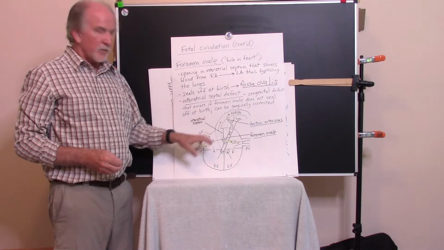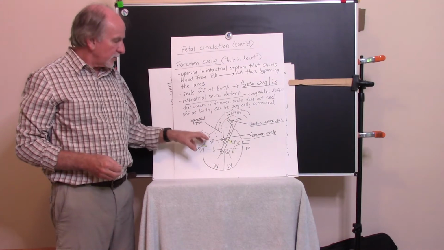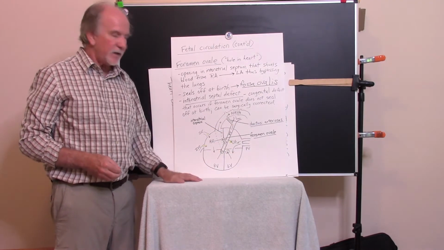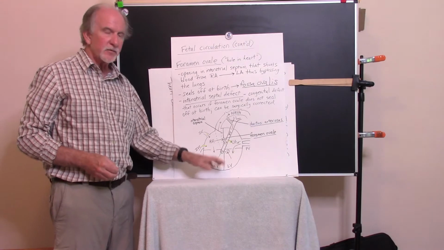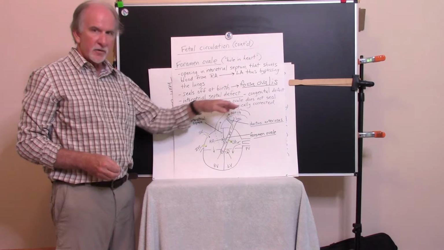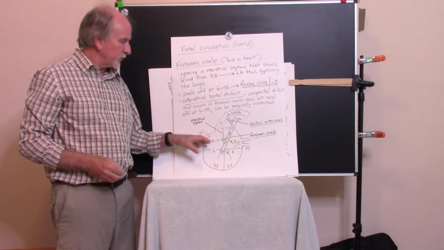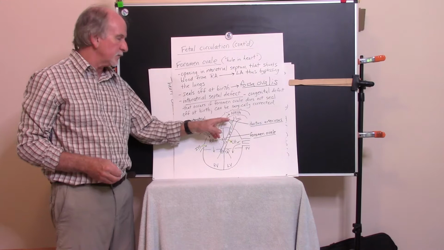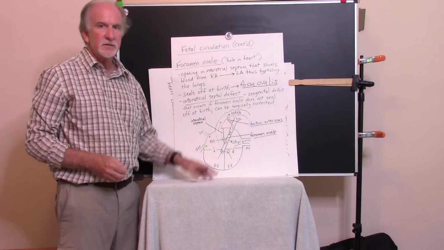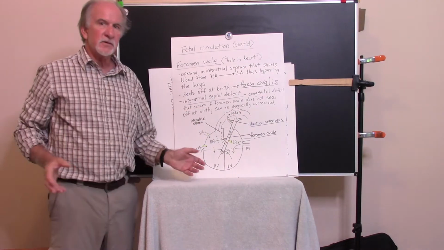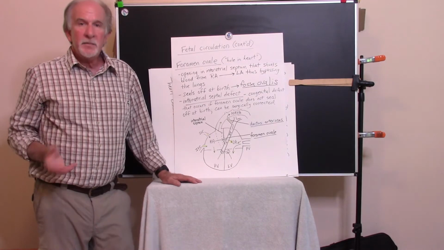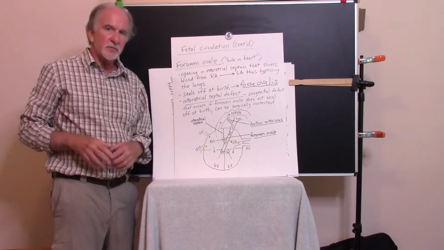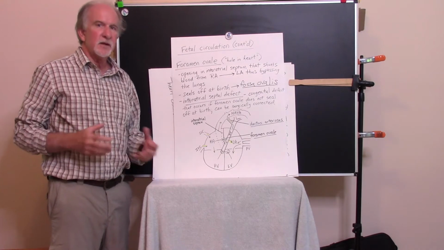So blood coming into the right atrium generally goes through this opening called the foramen ovale, directly into the left atrium to the left ventricle, and the left ventricle pumps that blood into the aorta. The blood that doesn't go through the foramen ovale goes down into the right ventricle and gets pumped into the pulmonary trunk, through the ductus arteriosus and into the aorta. Both of these structures are designed to bypass the pulmonary circuit because the fetal lungs are filled with amniotic fluid and non-functional.